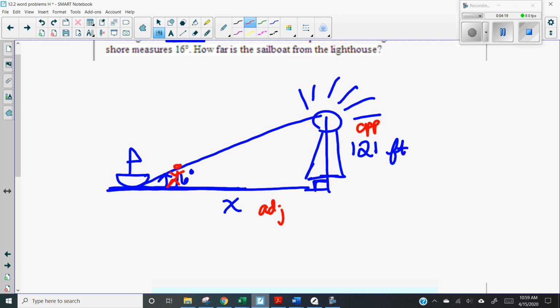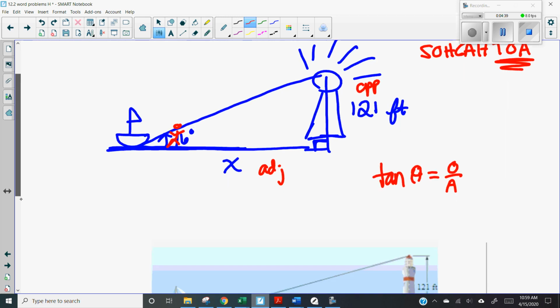Okay, if you think about SOHCAHTOA, this pen is the worst. Opposite and adjacent, we're talking about tangent. So we start out the same exact way here. Tangent of theta equals opposite over adjacent. Plug in what you have.